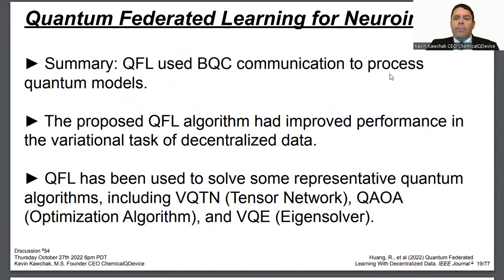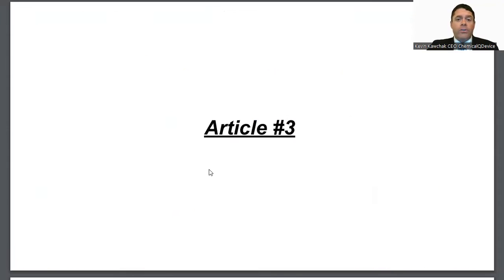So basically, the proposed QFL algorithm had improved in performance, and they're saying in the variational task of decentralized data. Now, there's other techniques of VQTN, which is tensor network, QAOA, which is optimization algorithm, and VQE, which is eigensolver, which is also having a play in a lot of this as well.